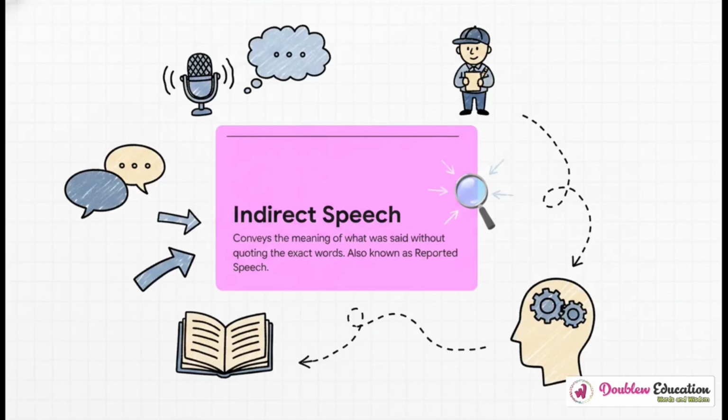And now for the other one, indirect speech, which is also called reported speech. This is where you become a bit of a reporter. See, you're not quoting them directly anymore. Instead, you're telling us the meaning of what they said. It's their story, but told in your words.